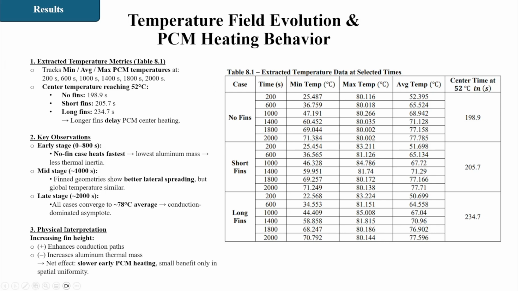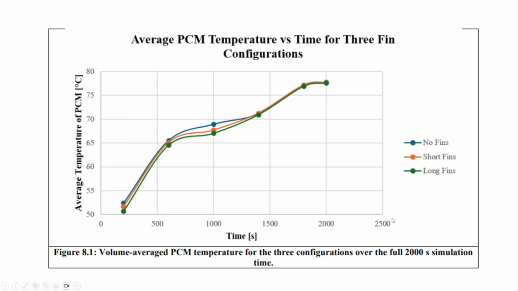Here are a couple of the benefits, as well as the actual significant values that we obtained from this experiment. Looking at this specific plot, here's where we did the actual comparison of the three different configurations. We're looking at the volume average PCM temperature over the full 2000 second transient. All three cases follow almost the same trend: a rapid initial increase, a slower mid-stage rise, and then a convergence near 78 degrees Celsius.